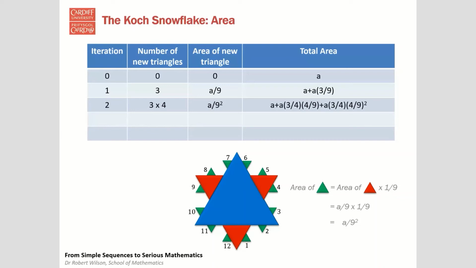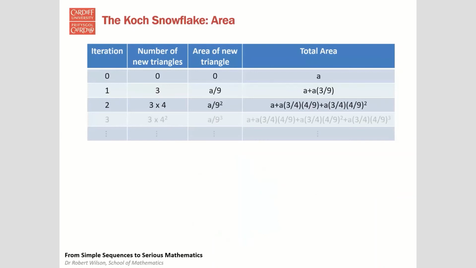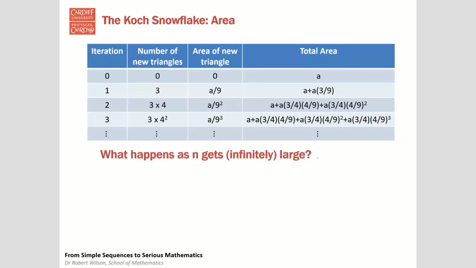So putting this information into our table, we can start seeing potential patterns emerging. We may have to include an extra step, which you can do, and record the corresponding results. But once again, we're interested in analysing the patterns that emerge. And again, what happens as the number of iterations gets larger and larger and larger?